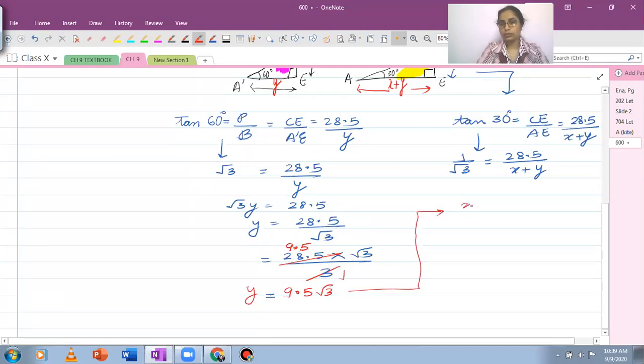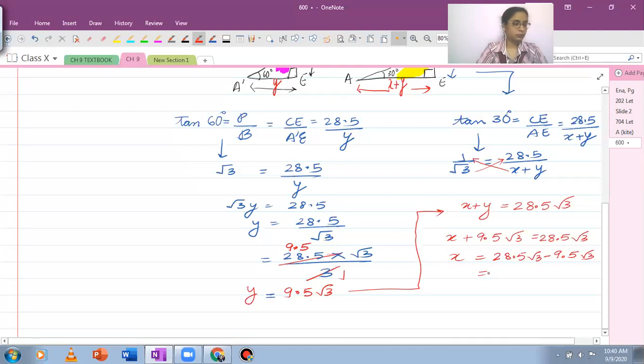This value can be used here. So if I just cross multiply on this side, this is like solving linear equations in two variables. आपके पास एक equation में से value है y variable की and use it in the equation where you want to find out x. So the answer comes out to be 19 root 3 meters. And this is the distance that the boy walked towards the building.